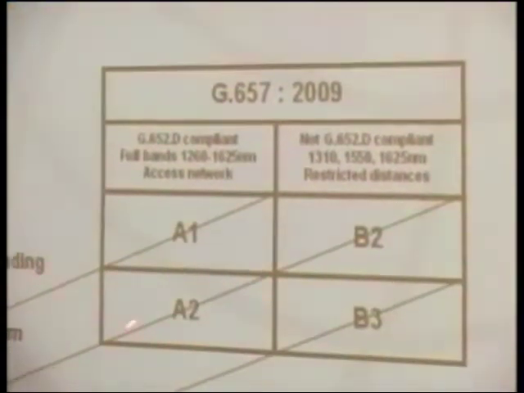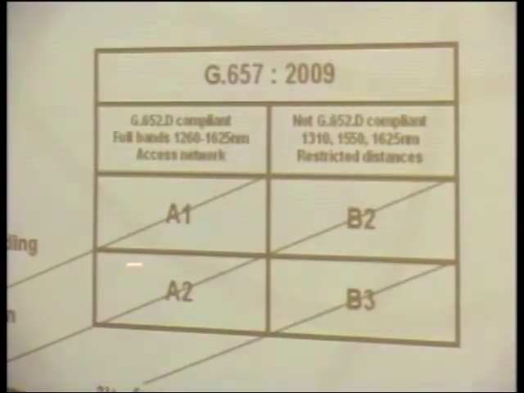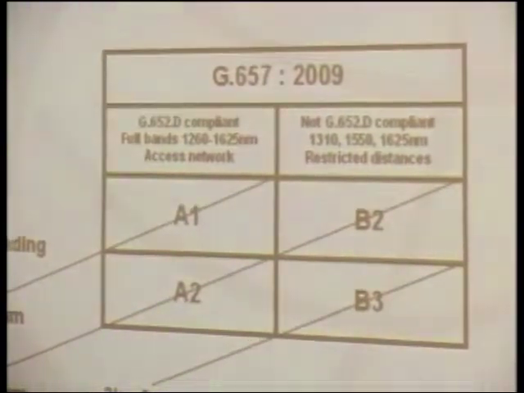In total, we have here 4 subcategories. The recommendation was changed in 2009. So in the A category, which is fully G652D compliant, we have 2 subcategories, A1 and A2. A1 is characterized to the minimum bending specification of 10 millimeter, and the A2 is characterized for a minimum bending radius of 7.5 millimeter.